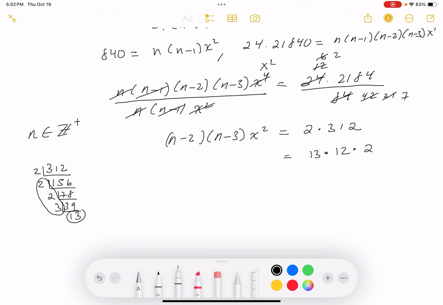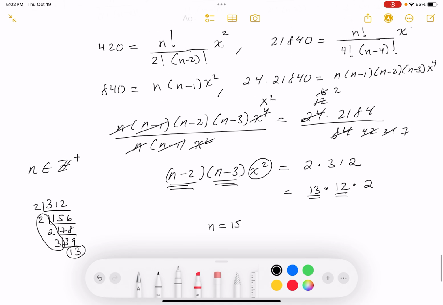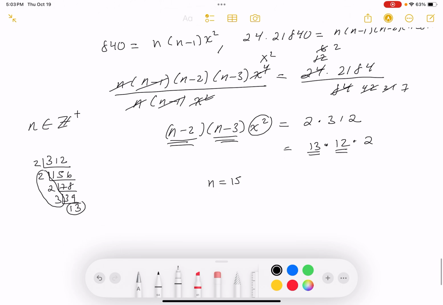And someone says, how do you know that? You're looking at it. So the n has to be 15. And why is that? What am I getting over here? I would get 15 minus 2, which is 13, 15 minus 3, which is 12. That's working out beautifully. The x is a little bit tricky, by the way. I want to point out why it's tricky. Because we're squaring it. What could it be?